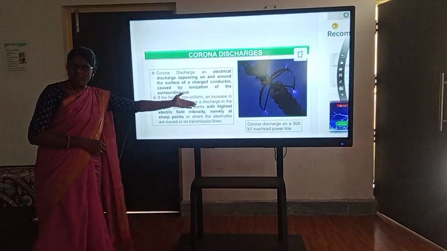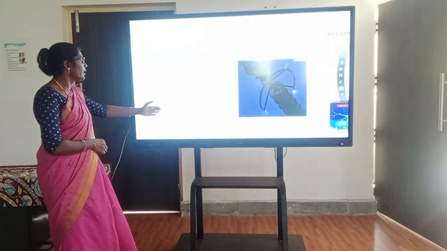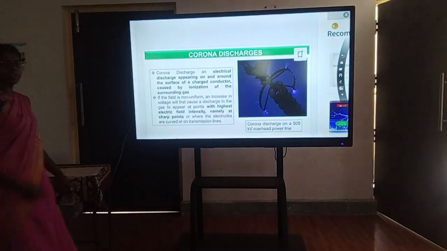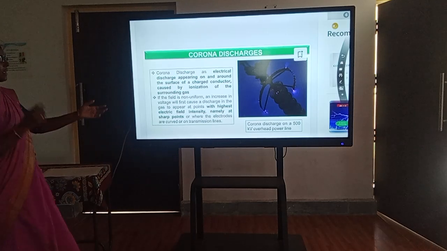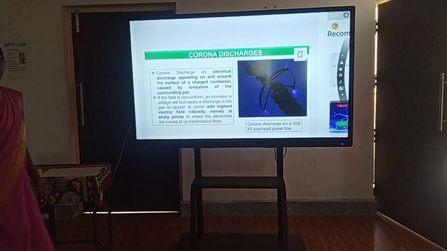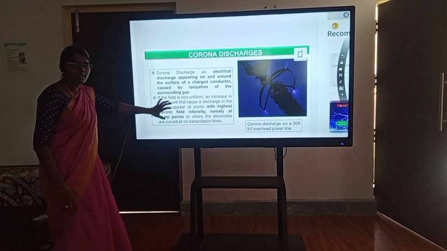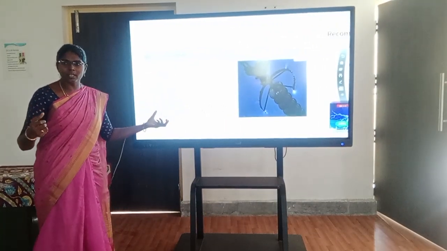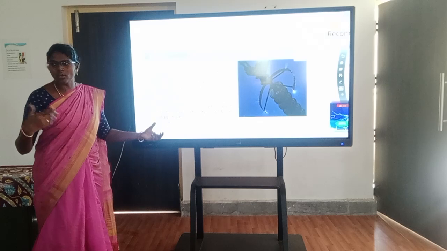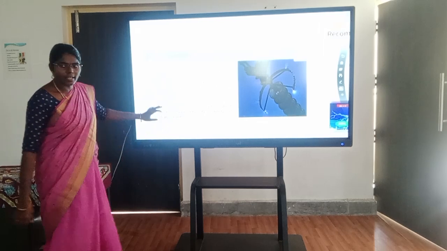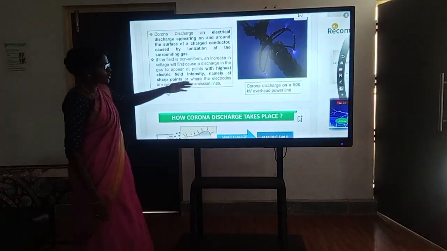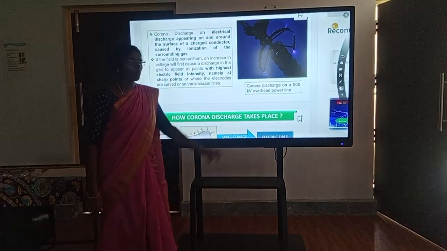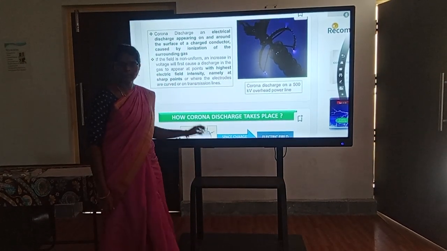First it will cause a discharge in the gas, appearing at the point with the highest electric field intensity. That will happen at sharp points, or where the electrodes are curved. It will happen either at high voltage electrodes or even in high voltage transmission lines. Here is a picture of corona discharge on a 500 kilovolt overhead power line.